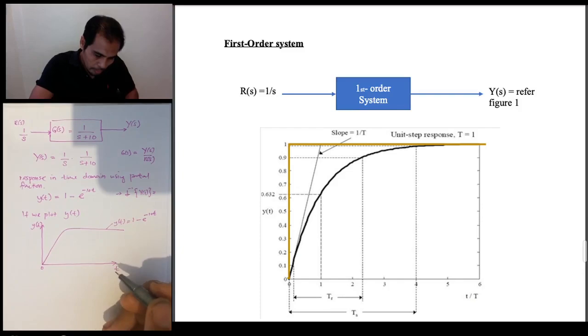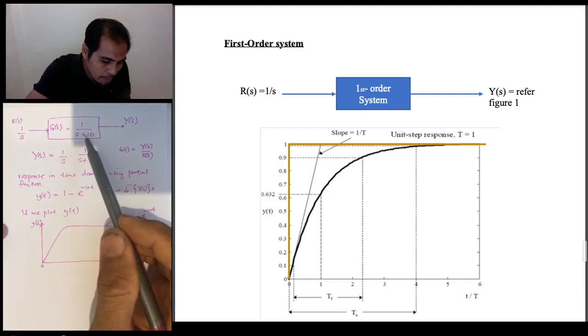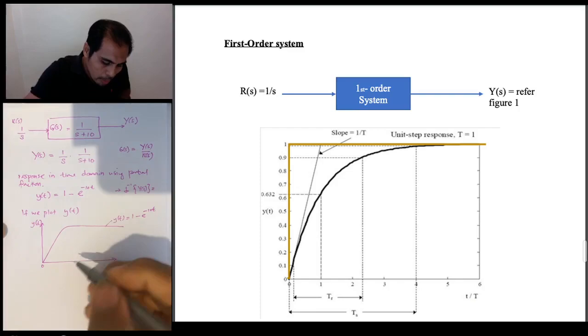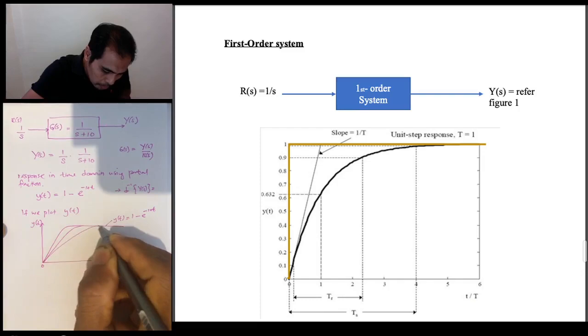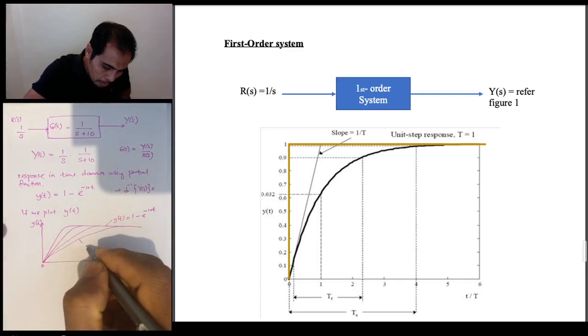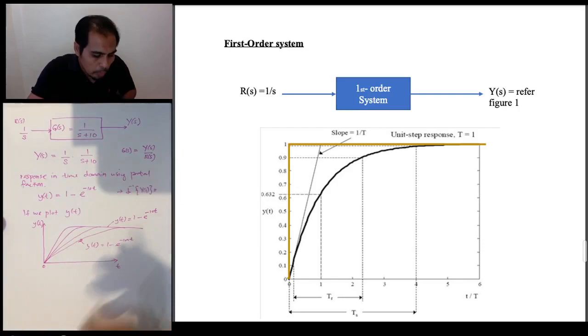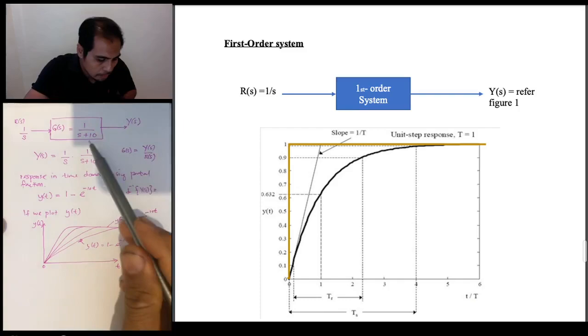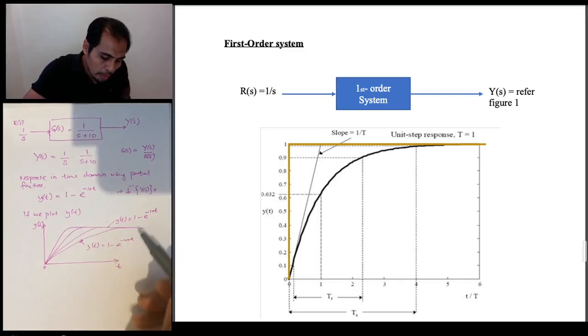No matter what we have here, if let's say the transfer function is 20 over s plus 20, or 100 over s plus 100, the shape of the response will be the same for the step input. It'll be the same except the slope will be different. Maybe this is y(t) equals 1 minus e to the minus 100t. So no matter what we change in the transfer function of the first order system, we can only change this slope.